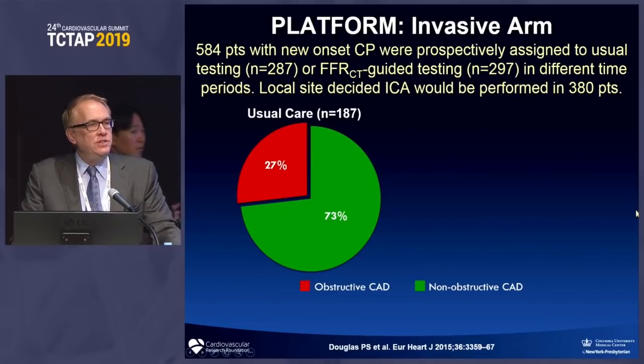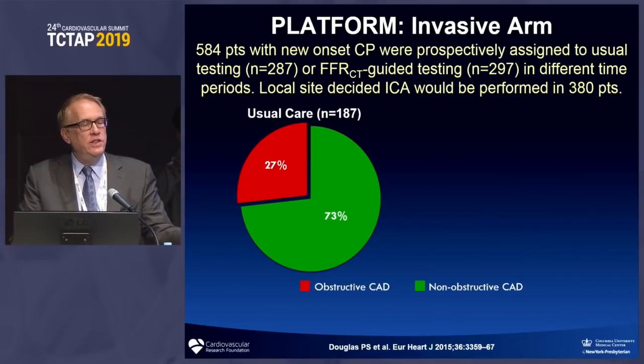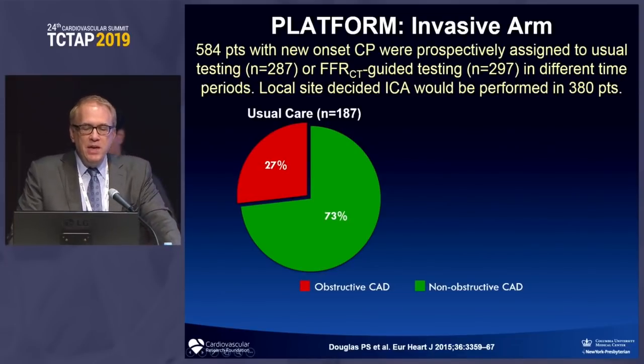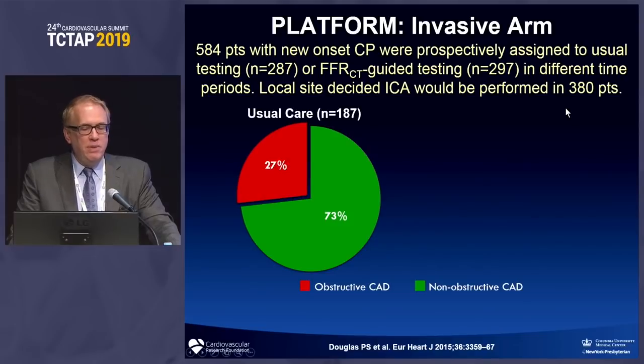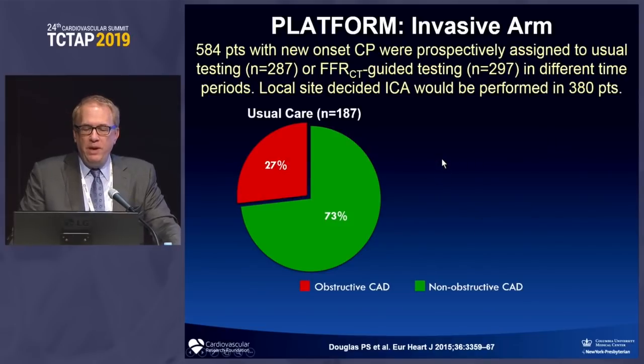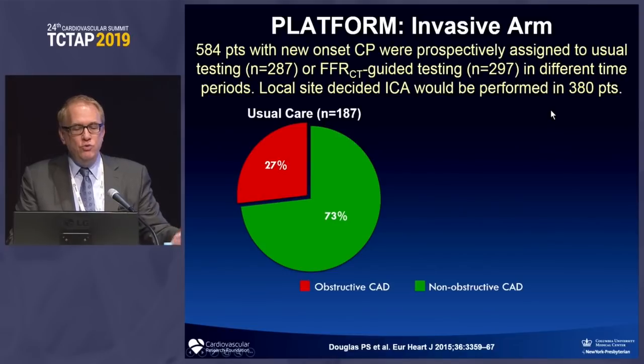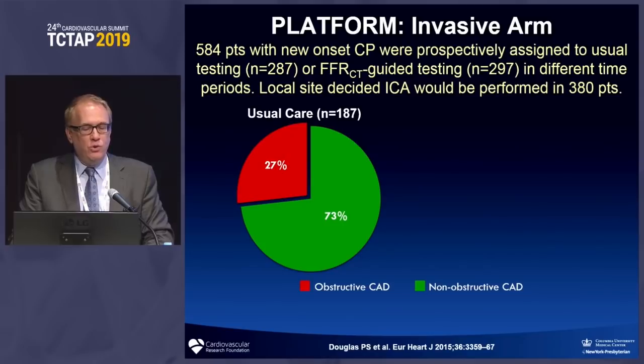Now, there have been studies done to ask, can we defer going to the cath lab in patients with a normal FFRCT? The PLATFORM study was a non-randomized trial that took 584 patients with new onset chest pain who were prospectively assigned in 2 groups, either undergo usual testing, that is go to the cath lab or not according to your stress test, or FFRCT guided testing in different time periods.